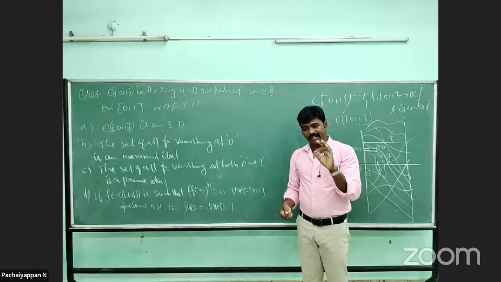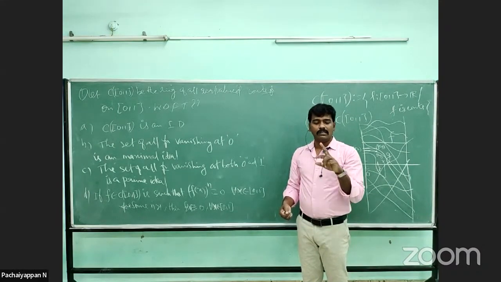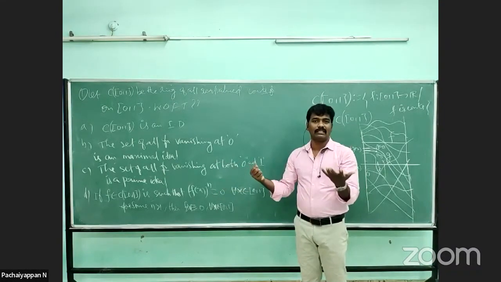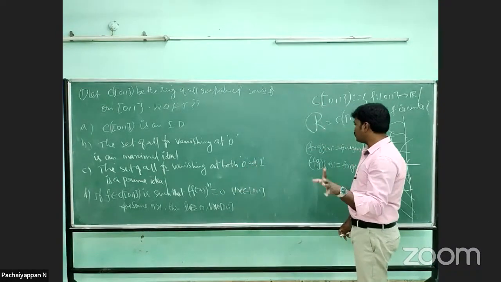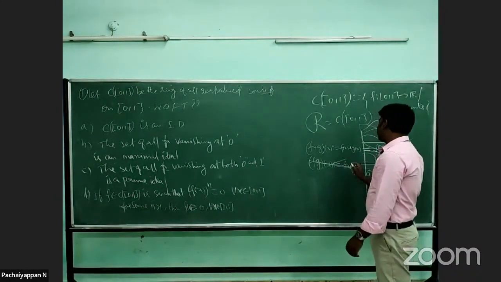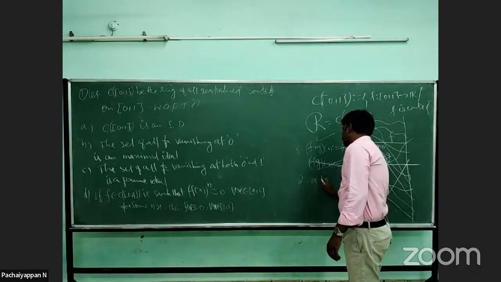So in a vector space, we need vector addition and scalar multiplication. Scalar multiplication means how the field acts on the set C[0,1]. Two things are needed: vector addition, and one more thing, scalar multiplication.